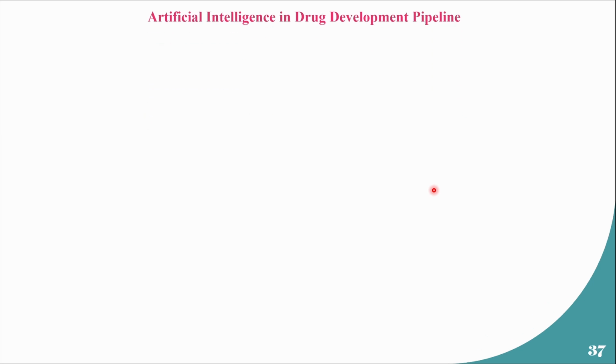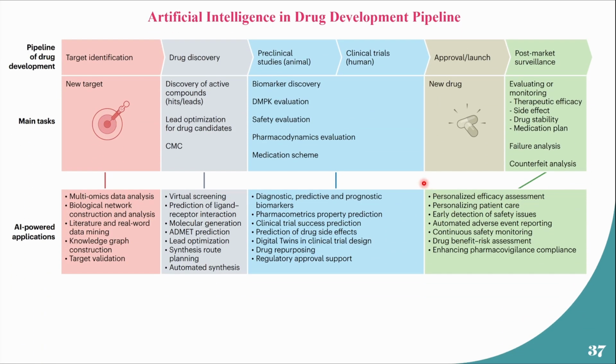Now, not only do we have the importance of artificial intelligence and machine learning in the docking processes, but through the entire drug development pipeline, we can basically use these advanced AI/ML processes to do different tasks. For example, in target identification, we have multi-omics data analysis, biological network and knowledge graph construction, validation, etc. In drug discovery, of course, we can screen large libraries.